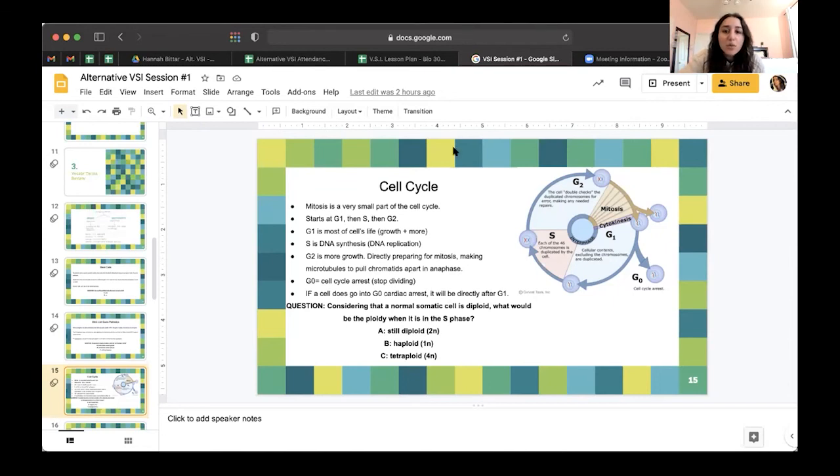So second poll or third poll. The question is, considering that a normal somatic cell is diploid, what would be the ploidy when it's in the S phase right here?